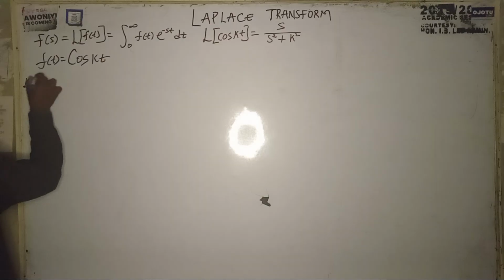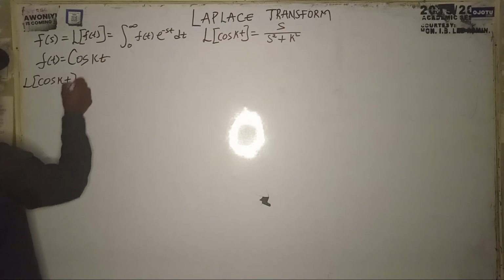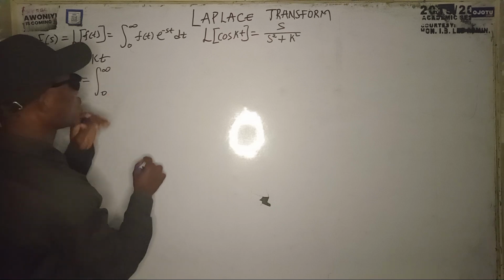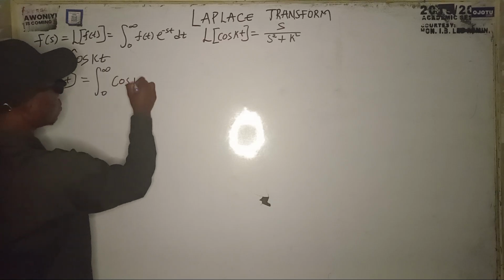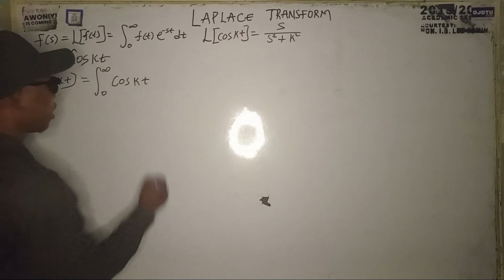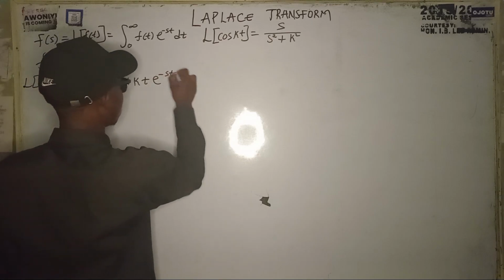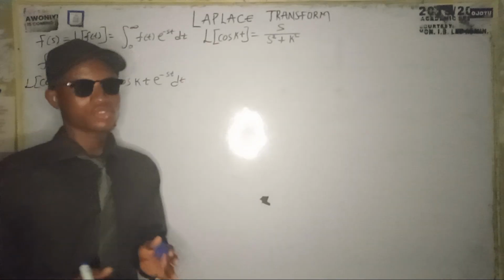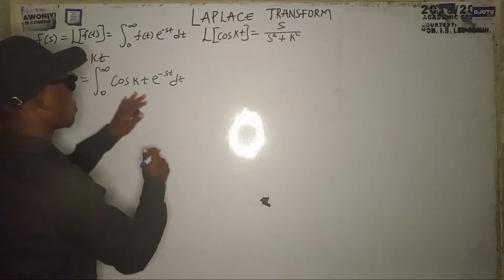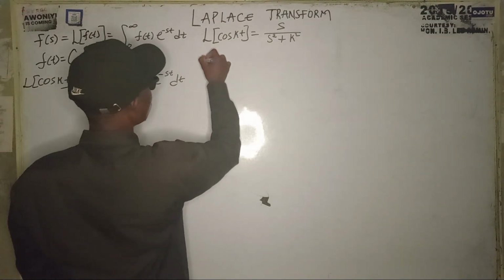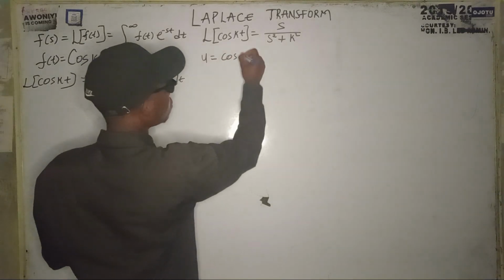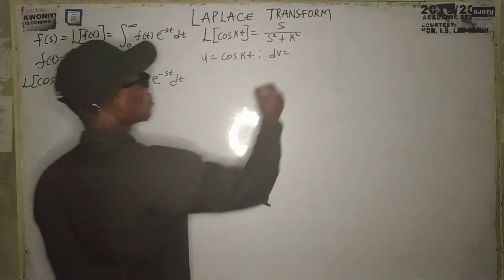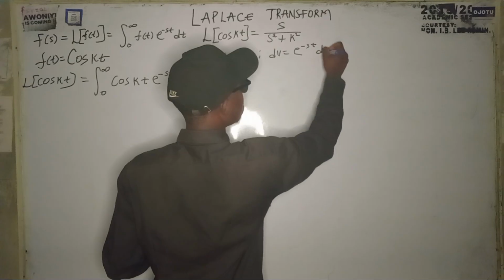So we have the Laplace transform of cos kt, which is F of s, equal to the integral from infinity to 0 of f of t, which is cos kt, times e raised to the power minus st dt. So what we do is use integration by parts: we pick our u and we take our dv. So we use u equals cos kt, and dv equals e raised to the power minus st dt.